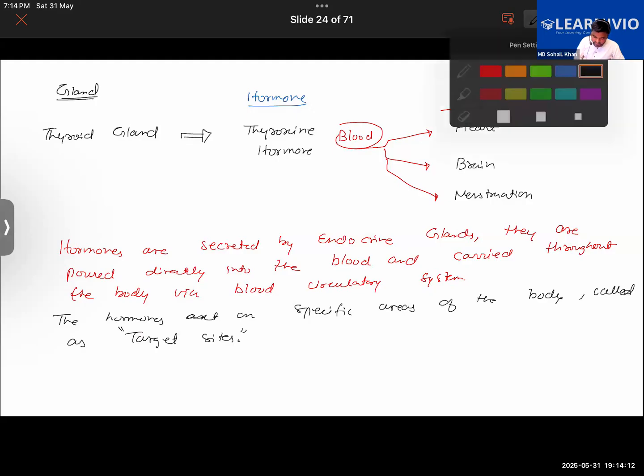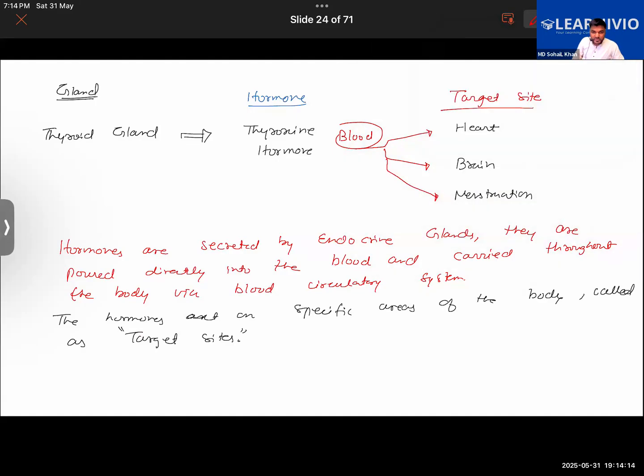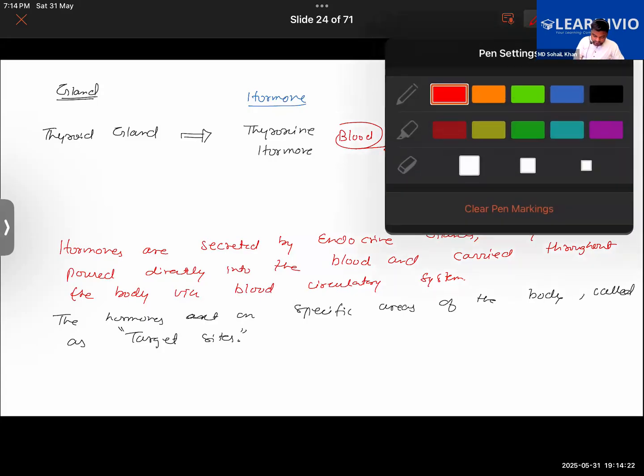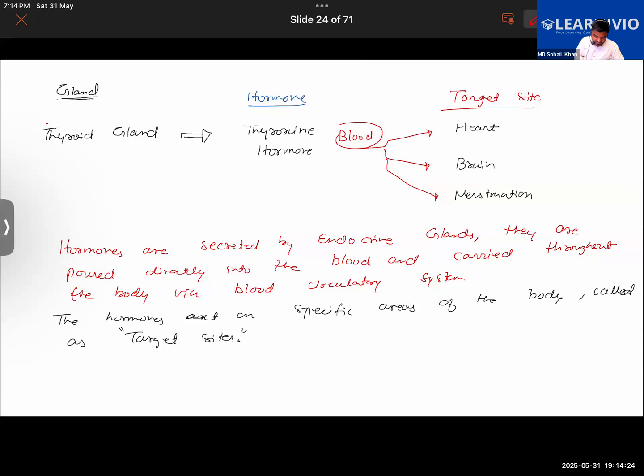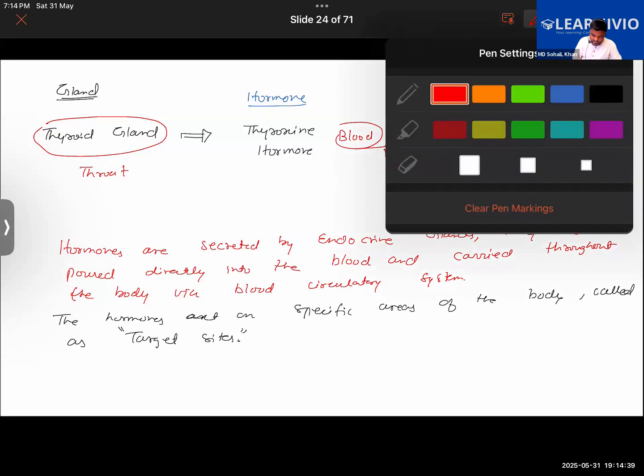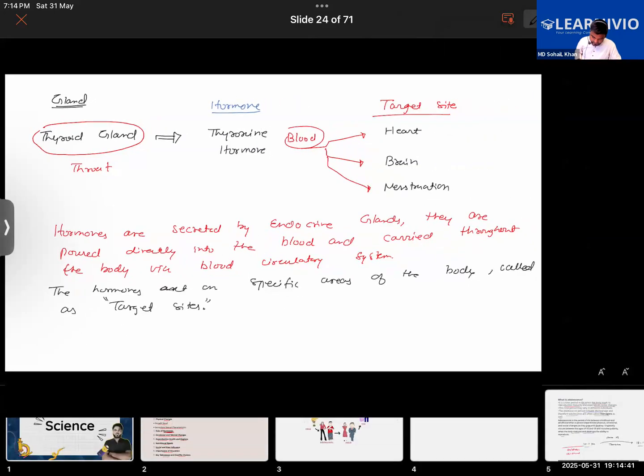Sometimes the question might be asked: what do you mean by the target sites? The target sites are the specific areas of our body upon which a hormone acts. Also, you see that the thyroid gland is present in our throat, in our neck, but its effect is observed on another part of the body, like on the heart and the brain. Getting it now? That is also an important thing here.